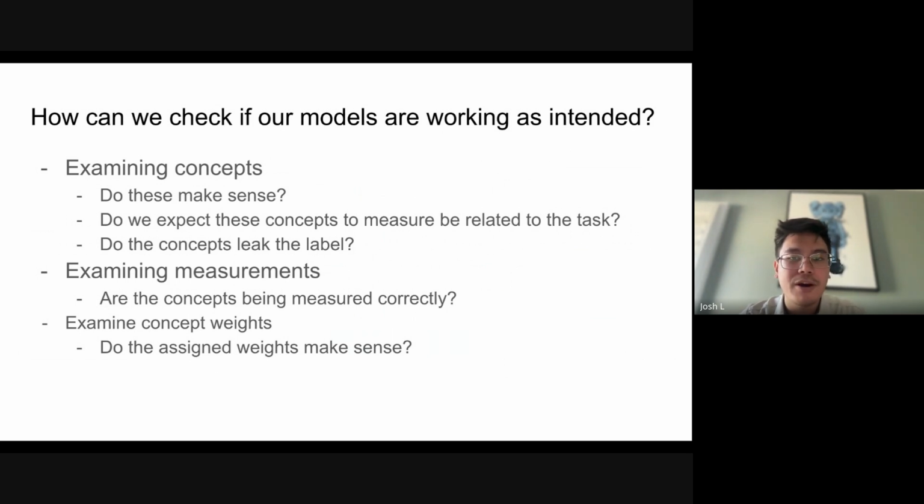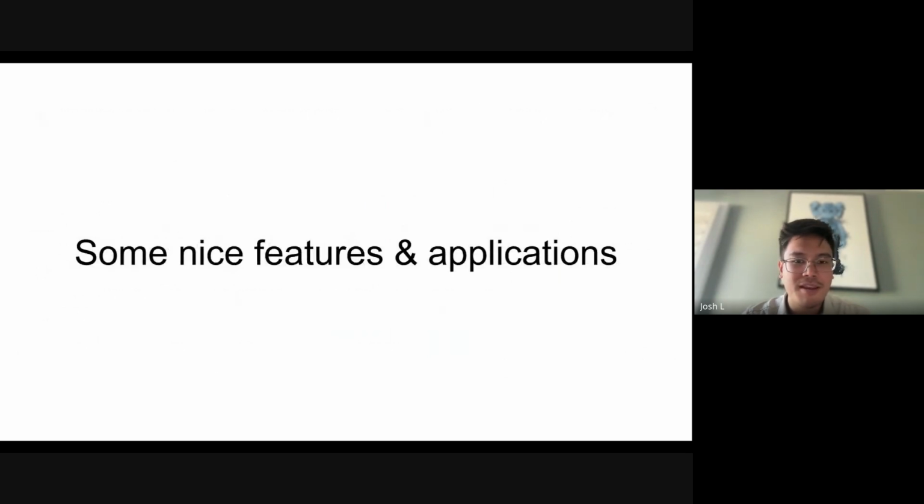And even after you put it into deployment, if a practitioner notices that its measurement for a certain concept is wrong, they can step into the model, correct its measurement on a given concept, and then arrive at a better prediction, essentially. So with all of those nice features mentioned, let me mention some additional nice features and applications of this text bottleneck model.